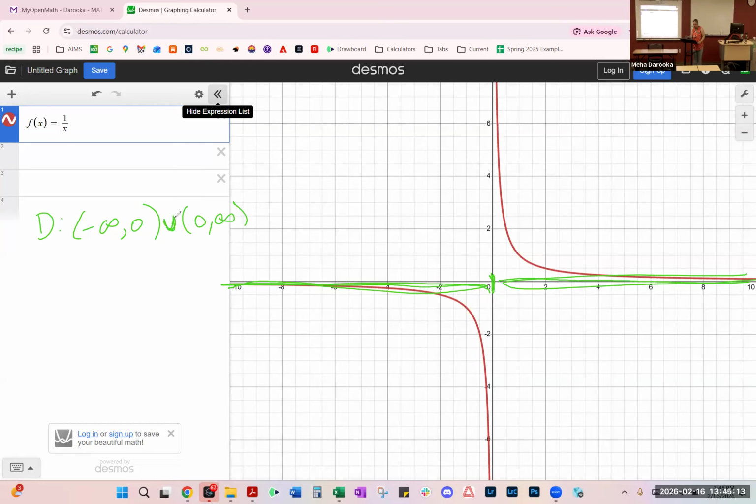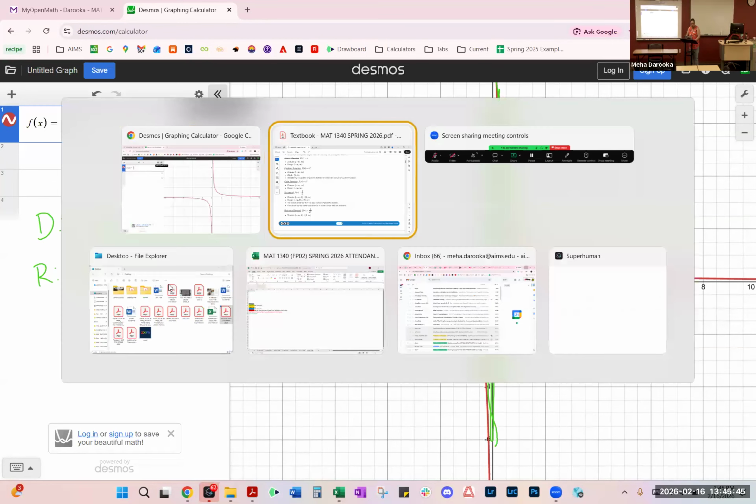So in interval notation, you end up writing it with your union symbol in 2 separate formats. And that will be the same thing for the range, because also on the range side of things, we can say, as long as you are not including 0, you're fine. So from negative infinity to 0, union 0 to infinity. As long as you are not including 0 in both your domain and range, you are good to go.